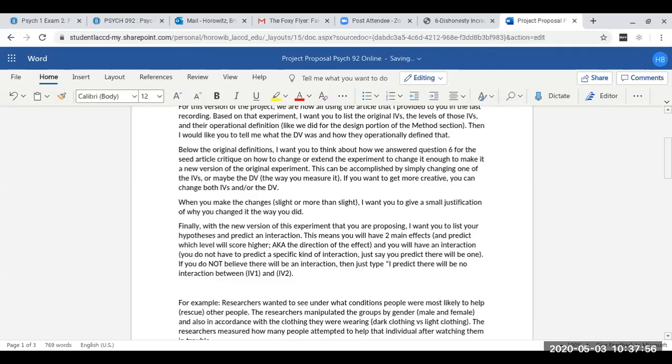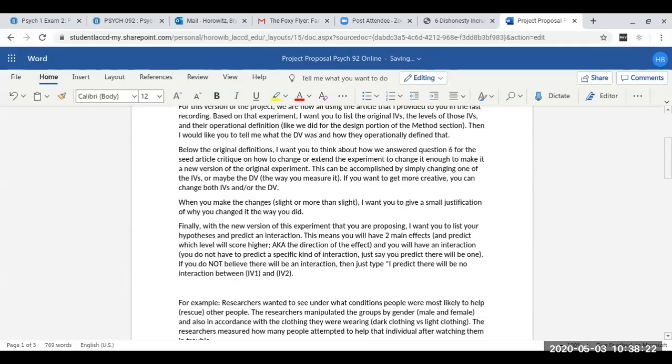When you make the changes, whether they're slight by 1 IV or more than slight, I want you to just give me a small justification of why you changed it the way you did. So if you changed it to gender, why did you do that? Do you think that most likely males are more likely to cheat than females, or maybe vice versa? That could be based on anecdotal evidence, personal evidence, or something maybe you read in an article.